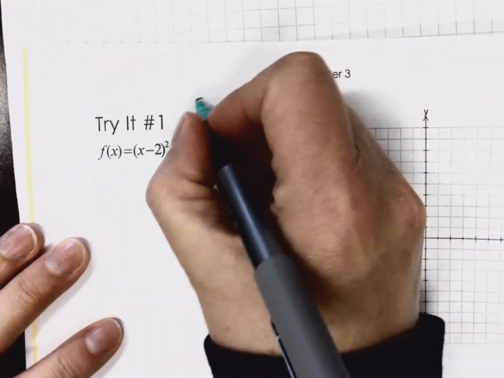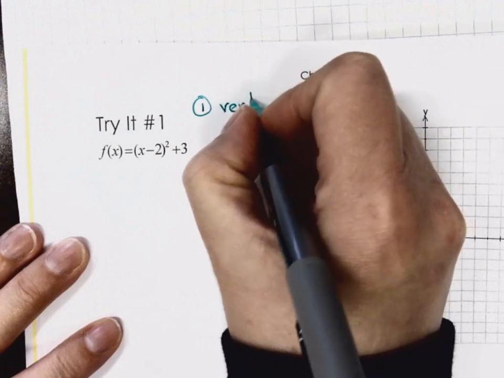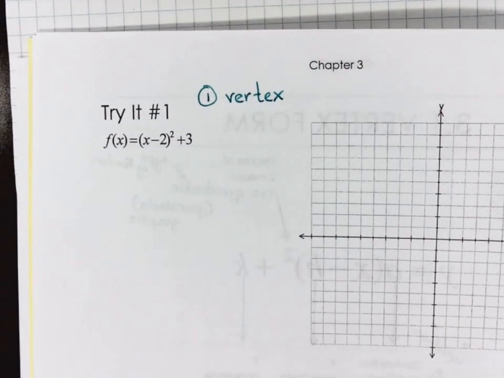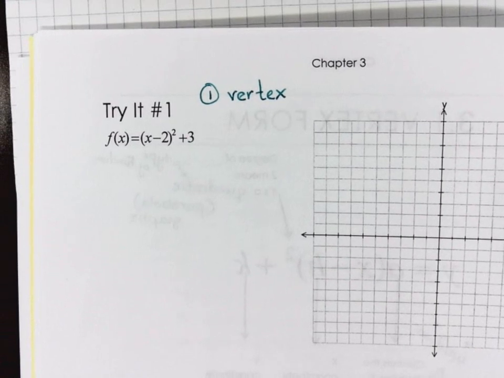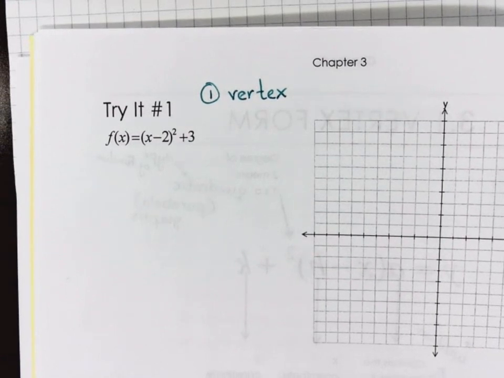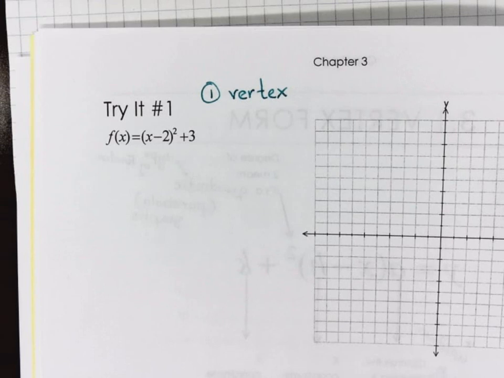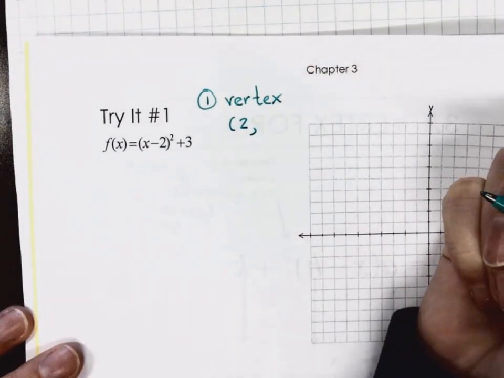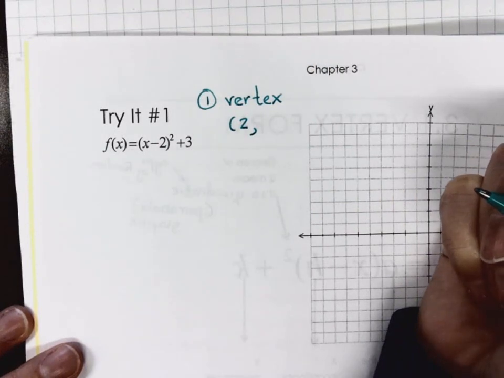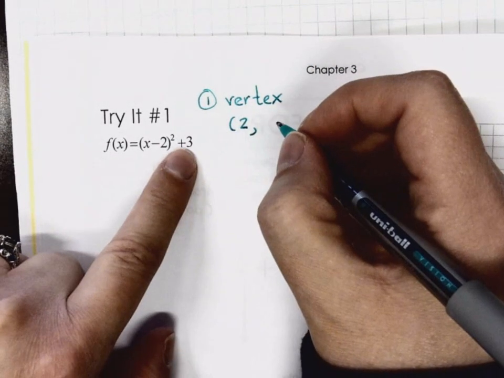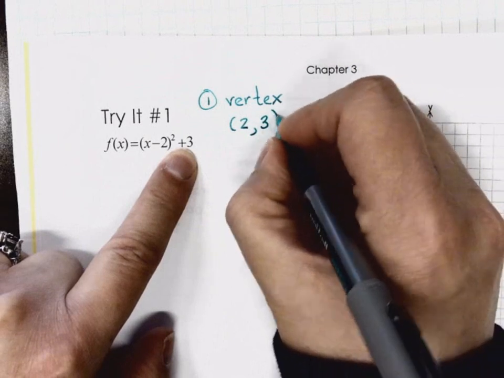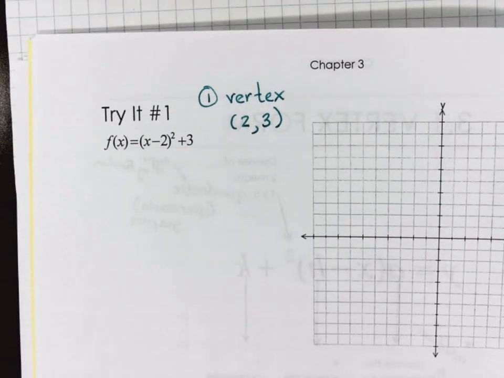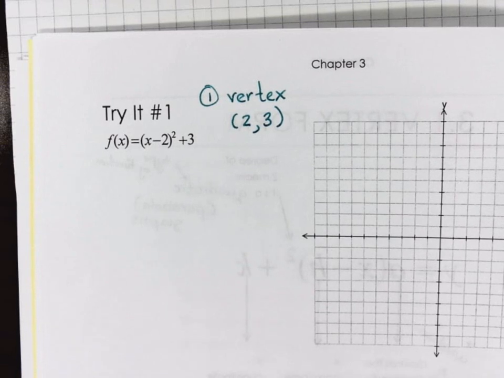So step 1, tell me the vertex. Looking at that, what is the coordinate of my vertex? 2. And? 3. It's the one that's added to the end, so it's 2 and 3. So that's my vertex. So just by looking at that equation, I know where my vertex is.